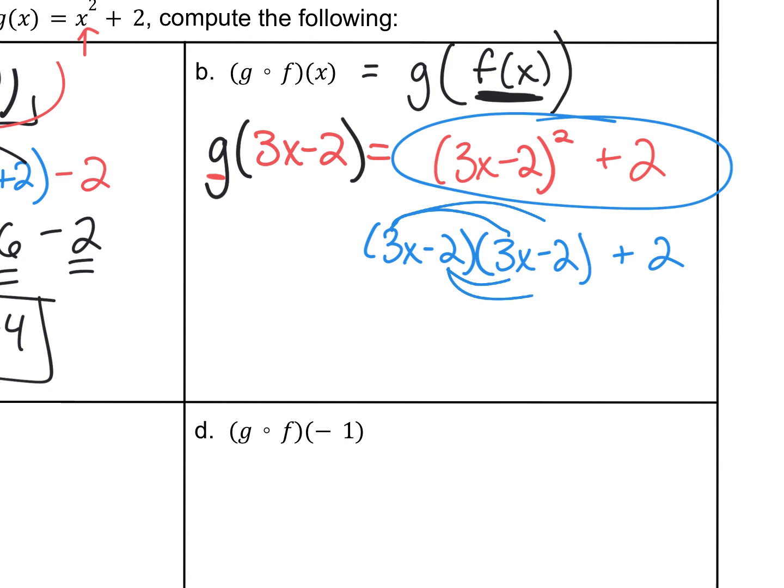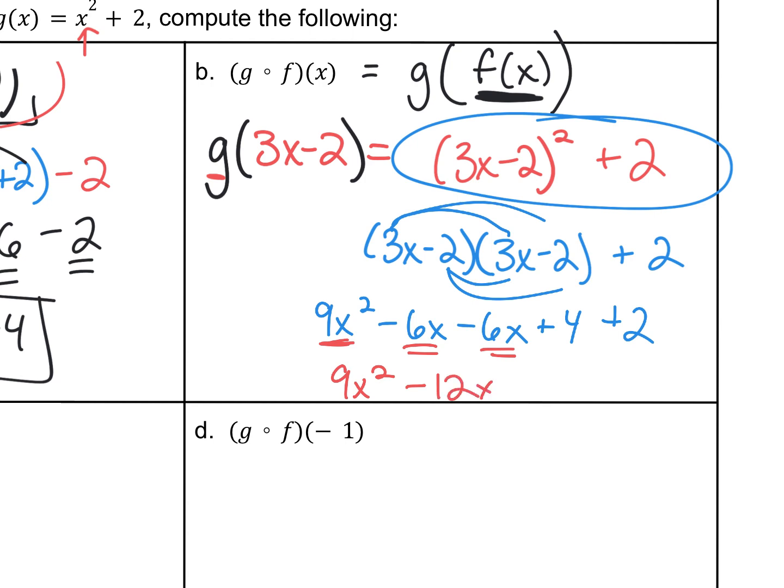From here, we know that if we have two sets of parentheses with two terms in each, we are foiling. So 3x times 3x gives me 9x squared. 3x times negative 2, negative 6x. Negative 2 times 3x is a negative 6x. Negative 2 times negative 2 is a plus 4. And then we keep our plus 2. And then from here, add our like terms. 9x squared by himself. Negative 6x and negative 6x are negative 12x. And then 4 plus 2 is 6. So that is all that I can do there.